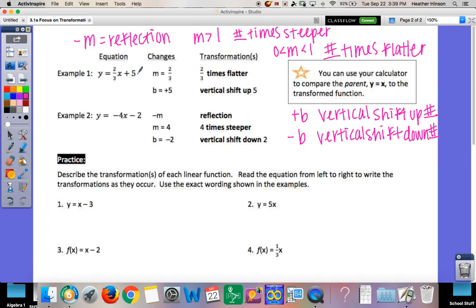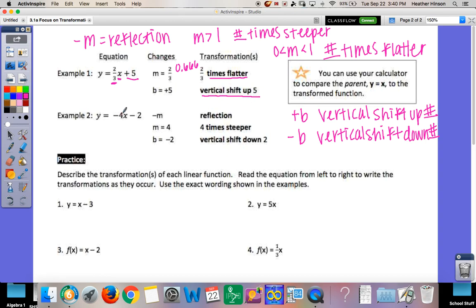So for this one, our m is the number that is with x. So we have 2/3, that's your m, and b is the number by itself, so plus 5. So your transformation for 2/3, if you plug that in your calculator, you're going to get 0.666. That is less than 1, between 0 and 1. So that's going to be 2/3 times flatter because it's less than 1. Your b was plus 5, so because it's plus, it's going to be up. So vertical shift up 5.